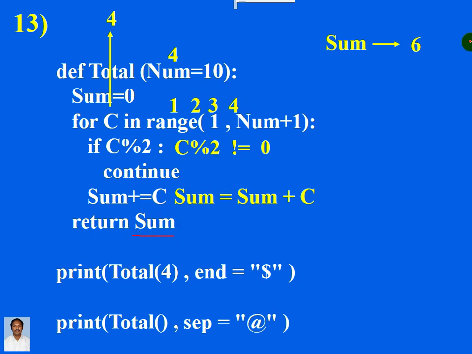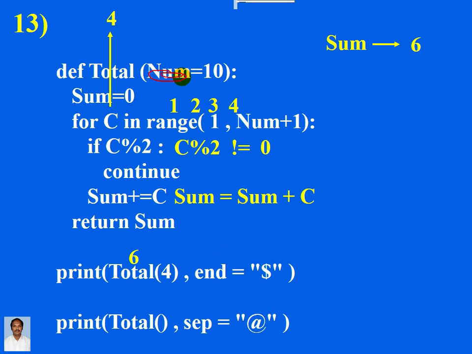Anyway, return sum. What does sum contain? 6. So return 6 to the point from where the function was called. So 6 comes here. So you get the answer 6. But please understand, when the control comes back here, the local variables do not exist. So num does not exist, sum does not exist, C does not exist. So you need to cancel this. Yeah, so here 6 comes.